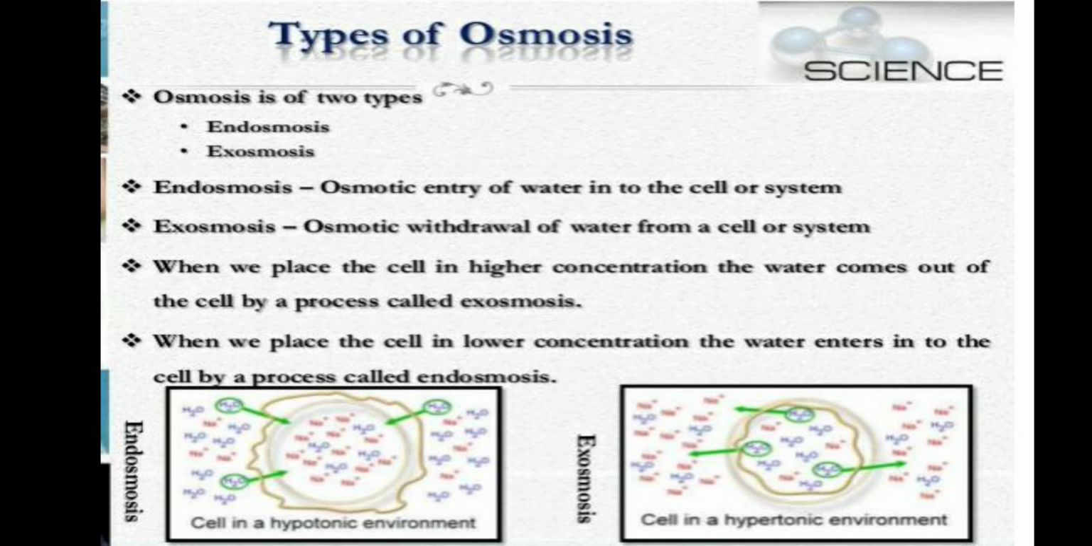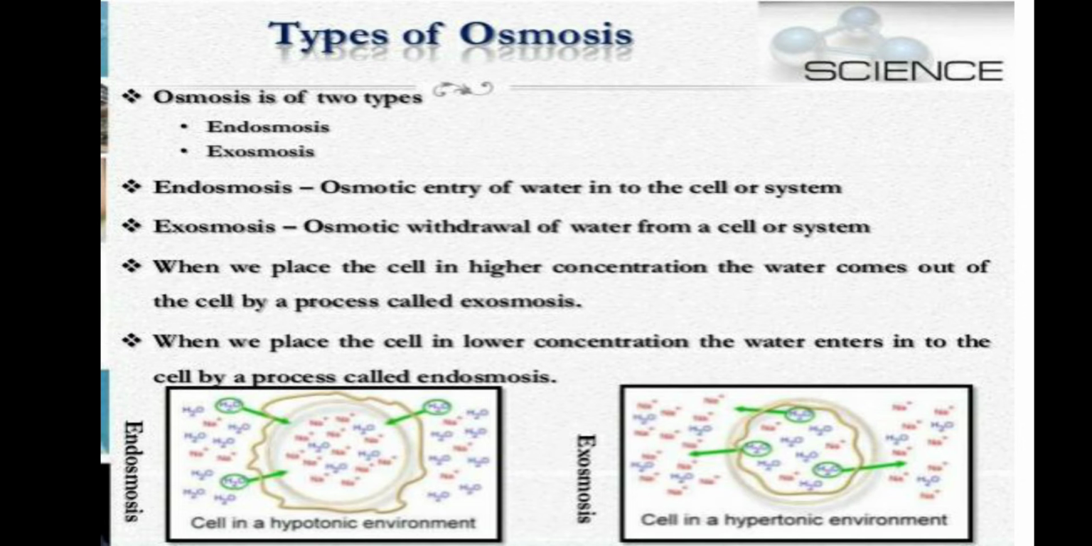Okay. Now what are the types of osmosis? Basically there are two types of osmosis, endoosmosis and exoosmosis. What is the meaning of endo? Endo means inside. So whenever water is moving inside, water is entering the cell, it is endoosmosis. And what is exoosmosis? When water is moving outside from the cell, it is exoosmosis.